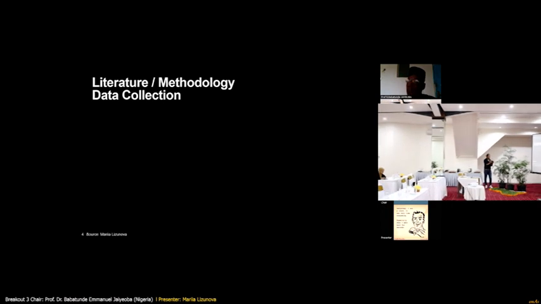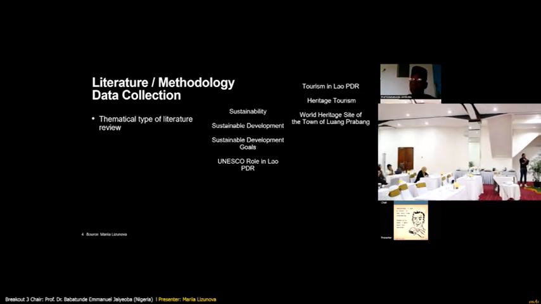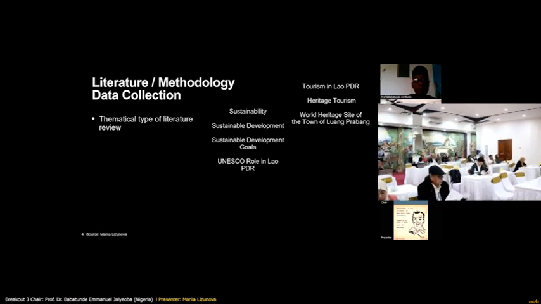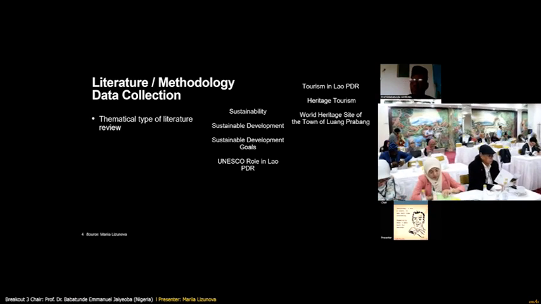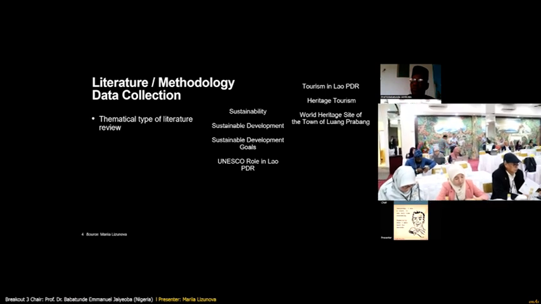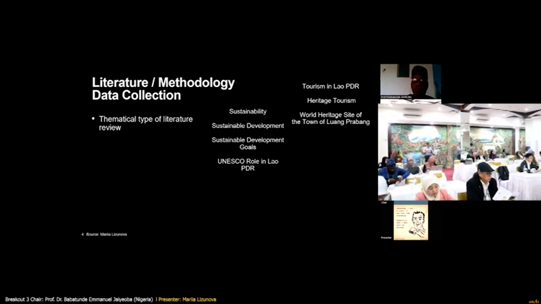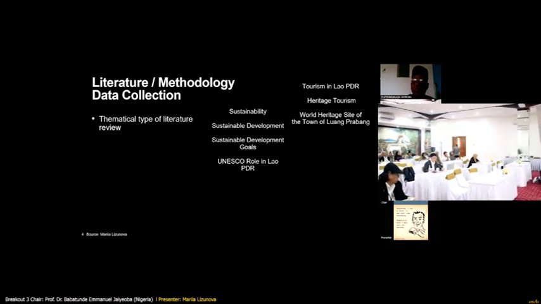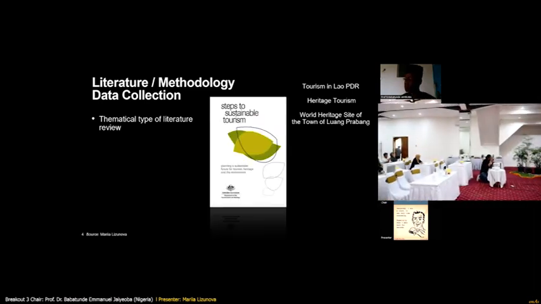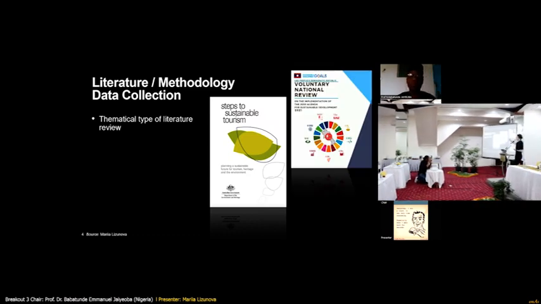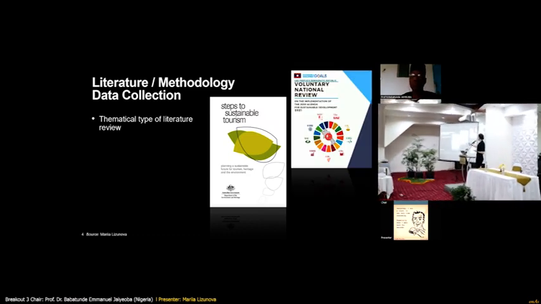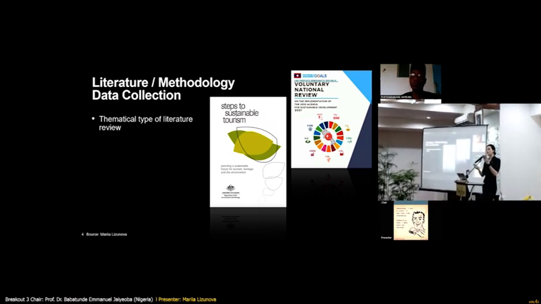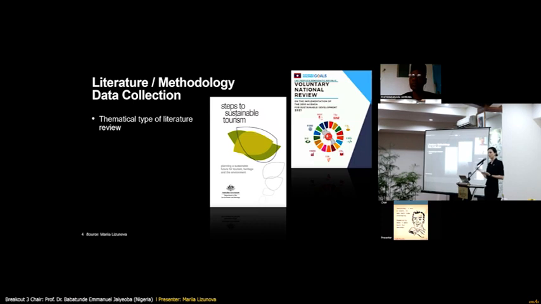In terms of the literature, methods and data collection, my approach was thematic, so I focused on sustainability, sustainable development goals, and heritage tourism. Altogether, I added my personal experience from before, and also these two books that I took a lot of information from and learned a lot about in terms of up-to-date information related to my topic.